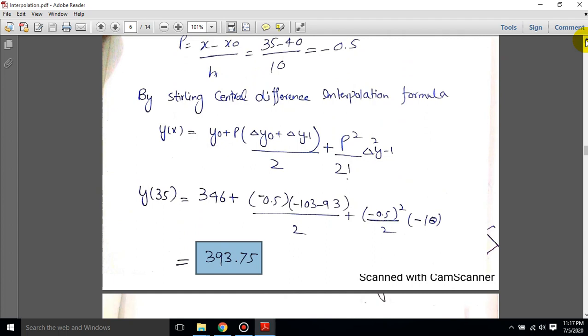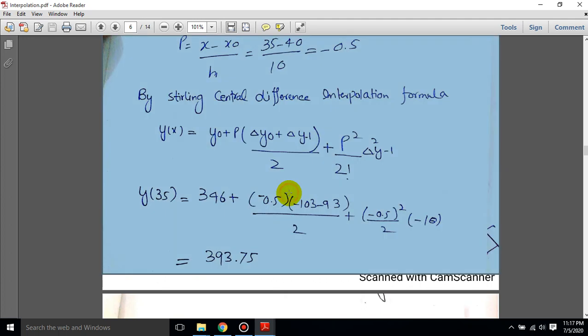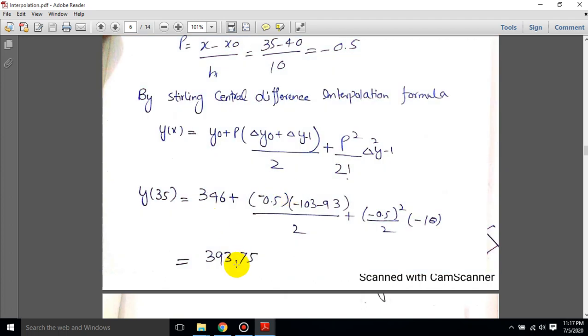In our next lecture, we're going to talk about the Newton forward difference interpolation formula and the Newton backward difference interpolation formula. As far as the numericals of these topics are concerned, we're going to talk about the numerical problems in our interactive sessions.